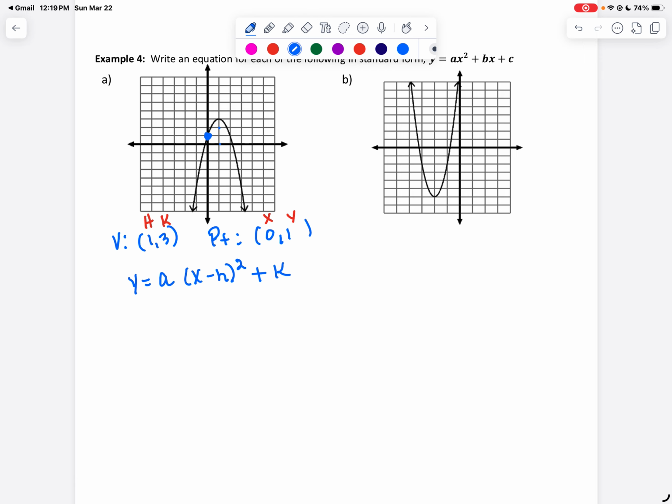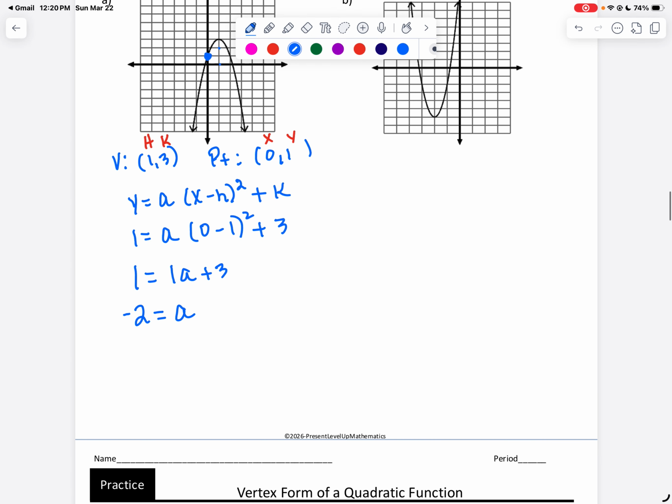So for the y, we'll plug in a 1. For the a, we do not know it. For the x, we'll plug in a 0. For the h, we'll plug in a 1. And for the k, we'll plug in a 3. So 1 equals, so 0 minus 1 is negative 1. Negative 1 squared is just positive 1a plus 3. Subtract 3 from both sides. So now we know the value of a is negative 2.